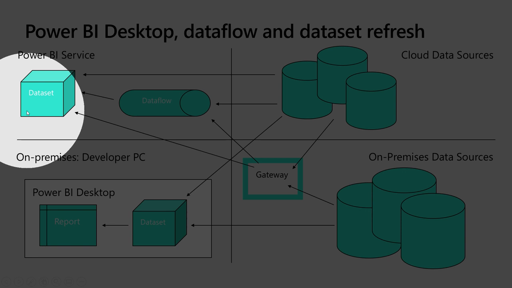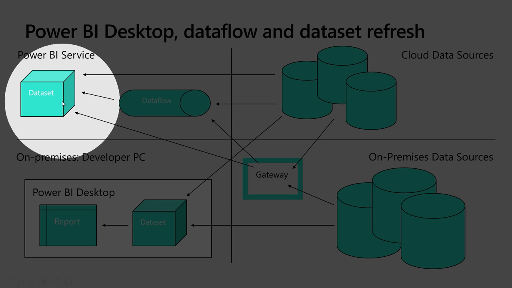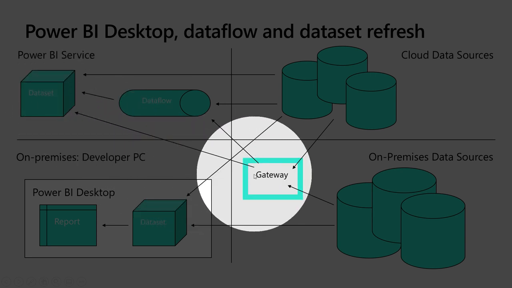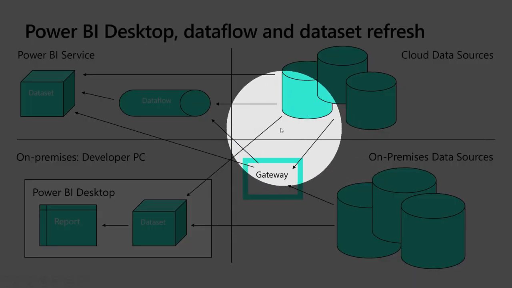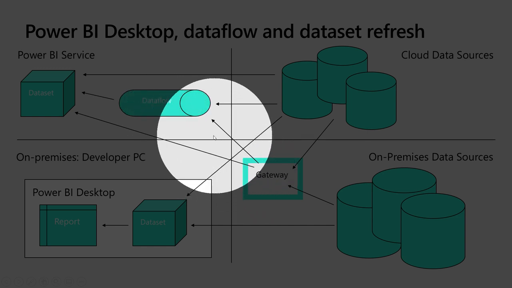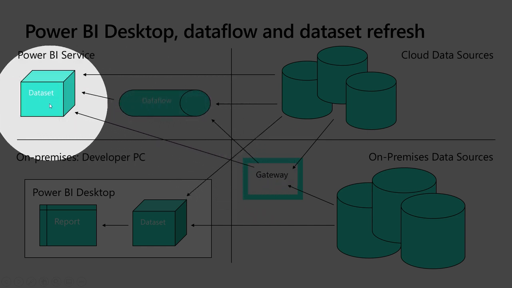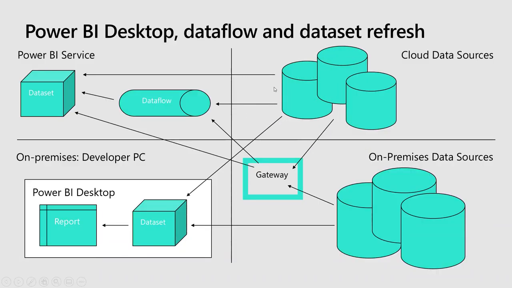If we're connecting to an on-premises data source, the data from the on-premises data source has to go to our cloud-based dataset through an on-premises gateway, which I'm sure you all know all about. We could also be refreshing data through a data flow. So we've got the data flow up here, and the data flow also could be getting data from a gateway. And of course, the Power BI service, the dataset, the data flow could be connecting directly to a cloud-based data source. So we've got data going in lots of different directions at once.